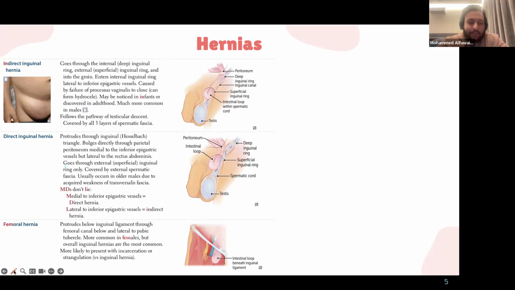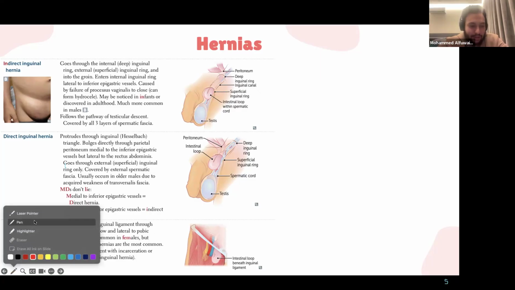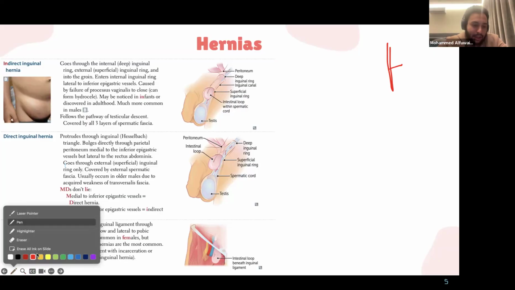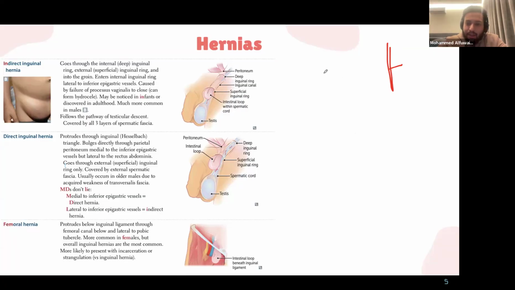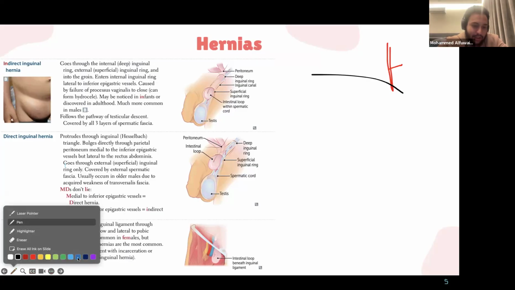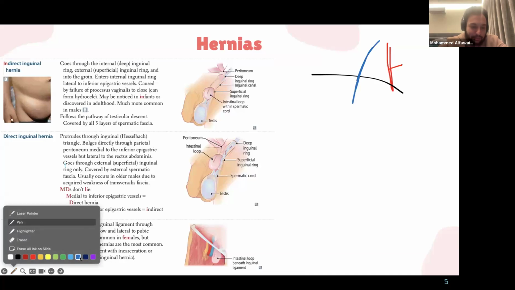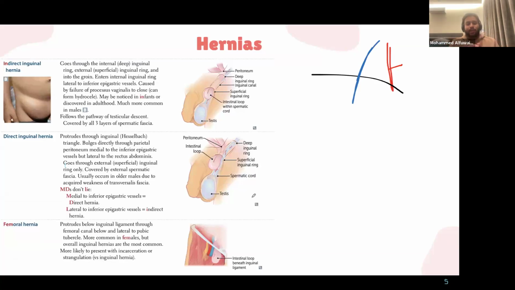Let's draw actually. Okay, so I'm gonna draw this, which is a muscle. I'm gonna draw this, which is a ligament, and then take blue as blood vessels. So I'm gonna have one going down here, and then I'm gonna just keep it like this for now. Tamam? Okay. So you have two types of hernias that are affecting the inguinal region.